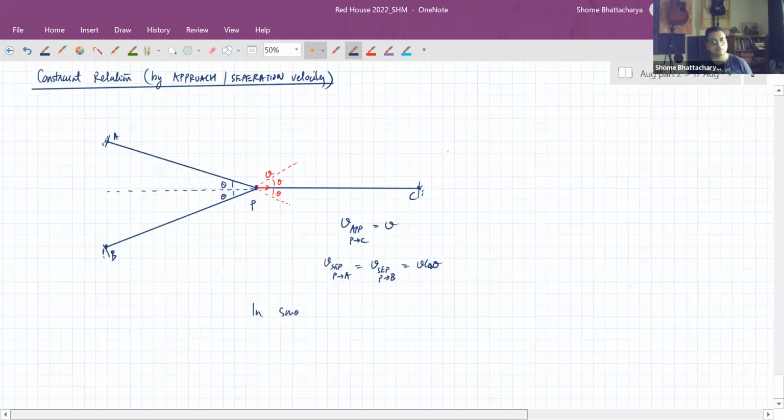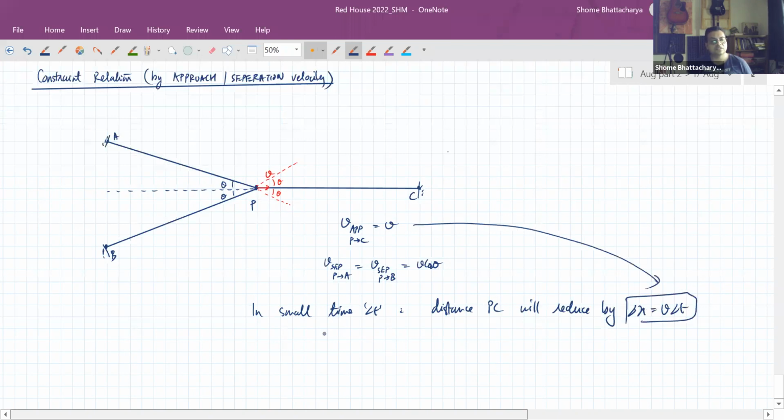So in a small time delta t, the distance PC will reduce by delta x equal to V delta t because of this approach velocity. But in that same time, the distance AP or BP will increase by, let's say, delta x prime.